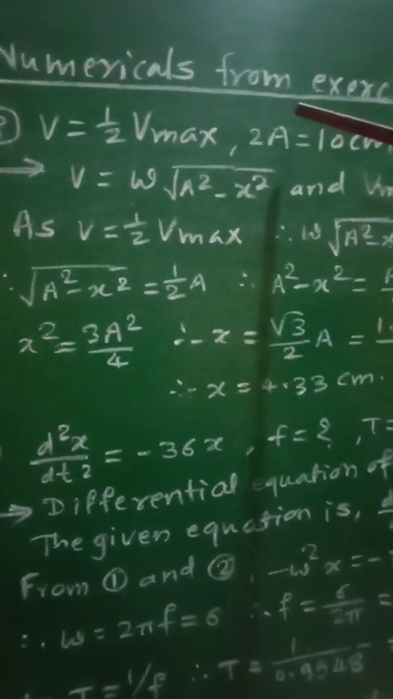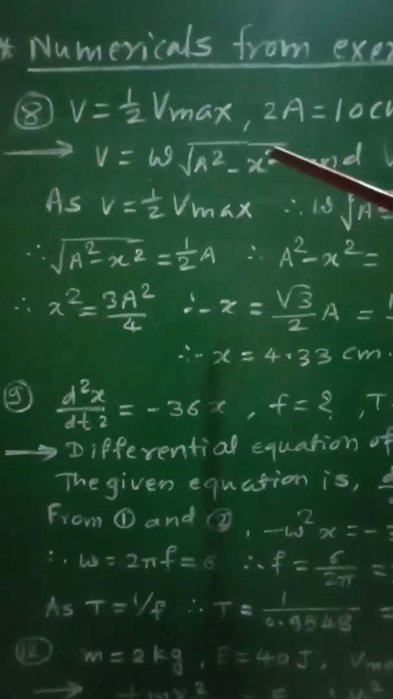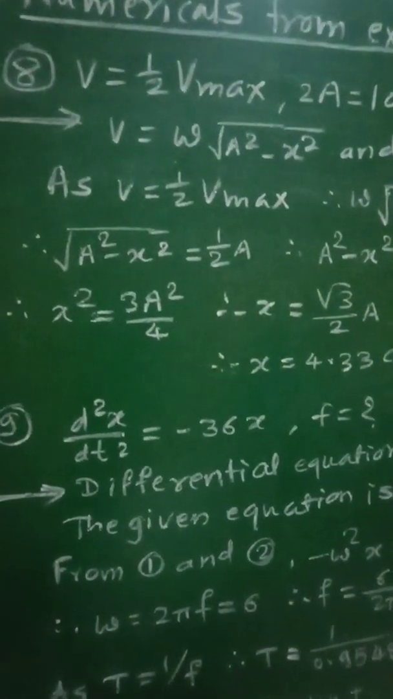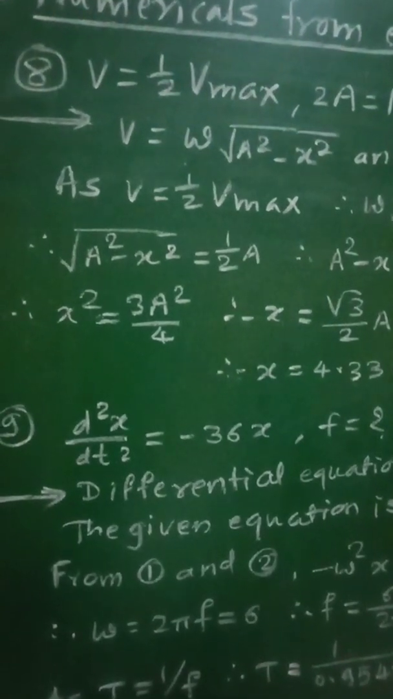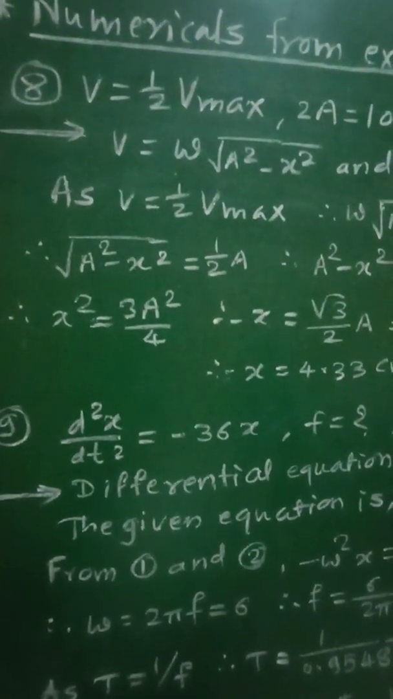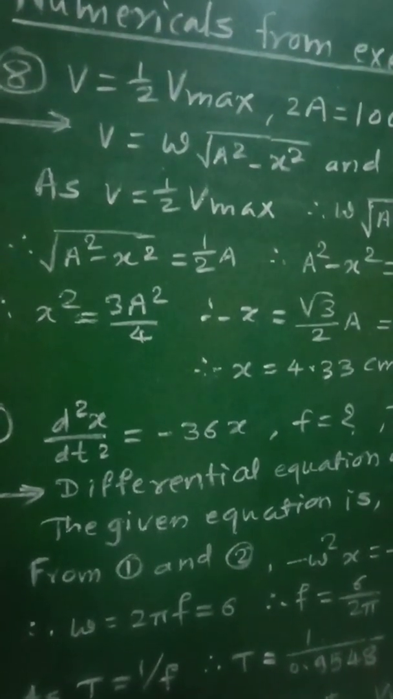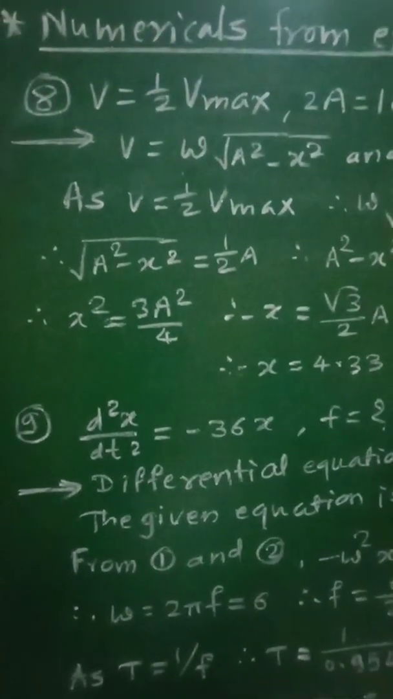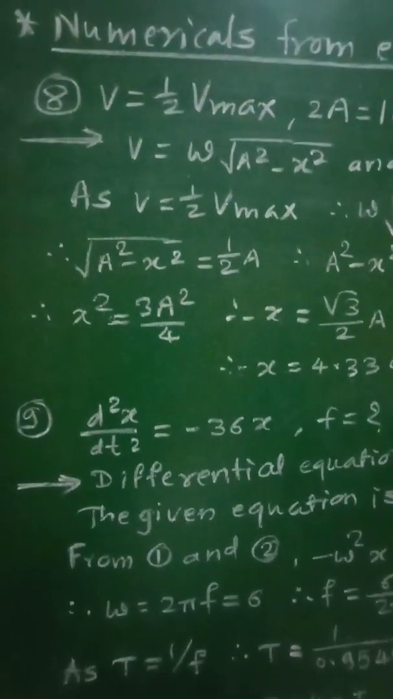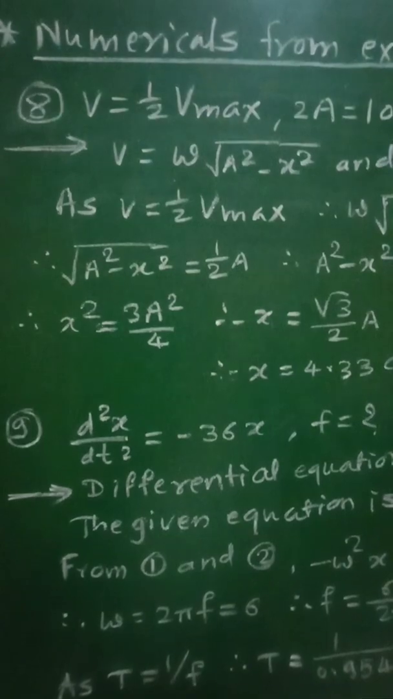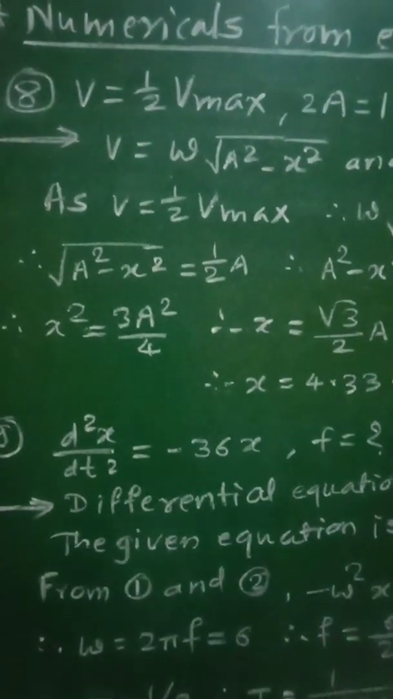Numericals from exercise. The very first numerical, that is question number 8, is given as: at what distance from the mean position is the speed of a particle performing SHM half its maximum speed, given that path length of the SHM is equal to 10 centimeter.